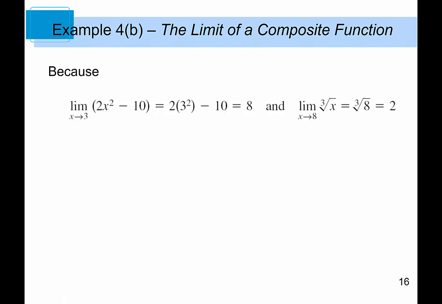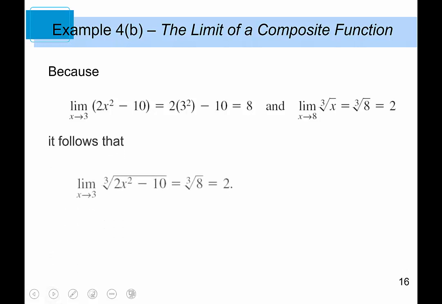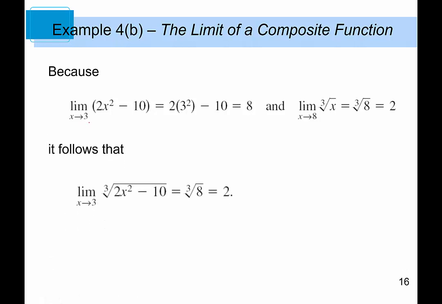So similarly, this is another example of composite functions. The limit of 2x squared minus 10 as x approaches 3, using direct substitution, replace x with 3. So it becomes 2 times 3 squared minus 10, which becomes 8. And the limit as x approaches 8 of cubic root of x becomes cubic root of 8, which is 2. So now the limit as x approaches 3 of cubic root of 2x squared minus 10, since the inside is equal to 8, we have cubic root of 8, which gives 2.